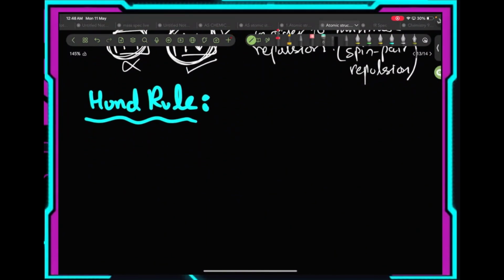It says if you have degenerate orbitals, the electrons won't pair up because pairing has repulsion between them. So in order to minimize this repulsion, if they have available empty orbitals, they will first occupy them without pairing with each other. But if they're forced to pair, then they will start pairing. Okay, let me explain that further.